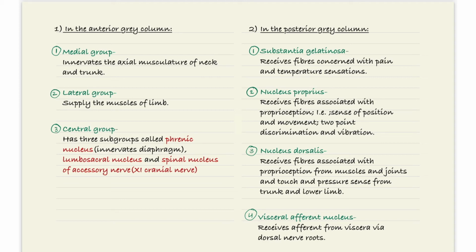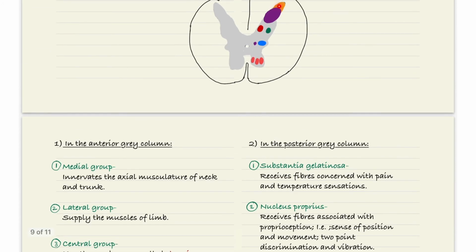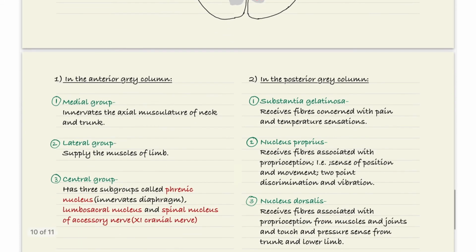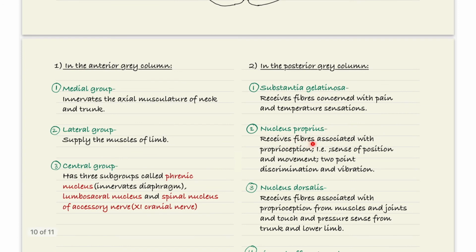Okay, then in the posterior gray column we have the orange one, substantia gelatinosa. It receives fibers because it is afferent part, so it receives fibers concerned with the pain and temperature sensations of the body. Then the purple one was the nucleus proprius. It receives fibers associated with the proprioception. Now what is proprioception? It is the sense of position and movement.